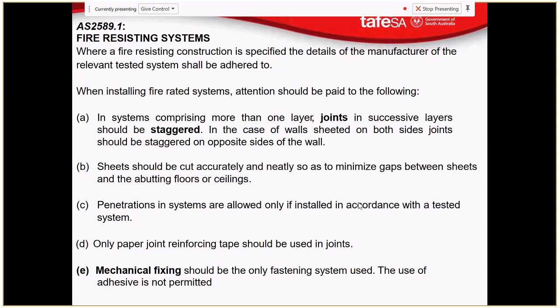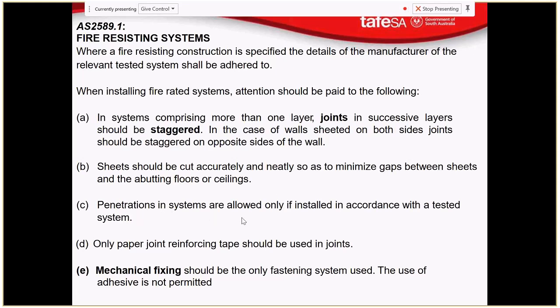So in systems comprising more than one layer, joints in successive layers should be staggered. So that's what Nimi was talking about. In the case of walls sheeted on both sides, joints should be staggered on opposite sides of the wall. Sheets should be cut accurately and neatly so as to minimise gaps between sheets and the abutting floors and ceilings.